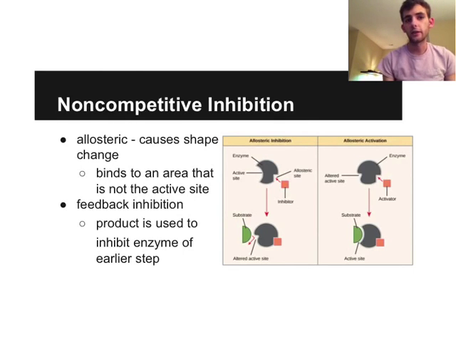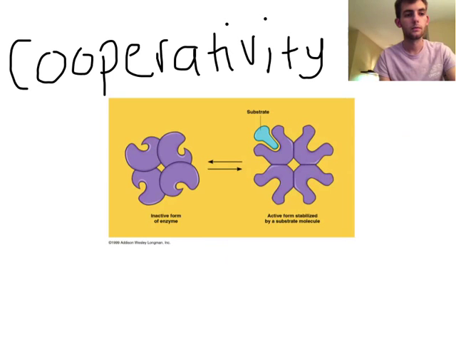Another type of regulation that can occur in these pathways is what's called feedback inhibition. And this is when the product of an entire reaction is used as an inhibitor for an earlier enzyme in the same reaction. So it's a built-in checkpoint to regulate how much of a product we're building or how much of a product we're breaking apart.